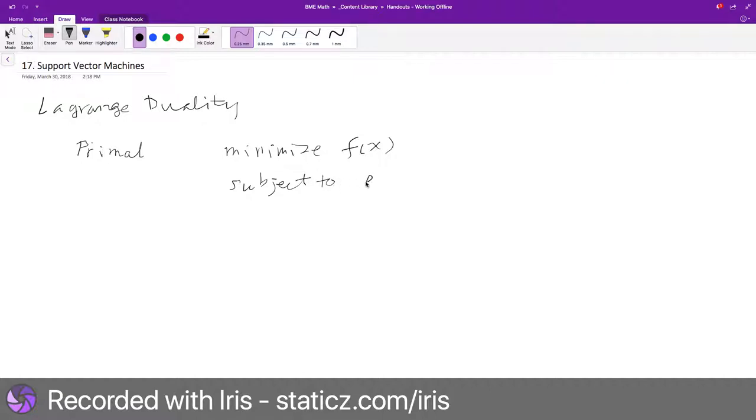The constraint is a scalar function, g(x), which is not positive. Let's say we start with this problem. It's a constrained optimization problem. Under general conditions, this problem turns out to be equivalent to the dual problem. The dual problem is that the minimization becomes a maximization.